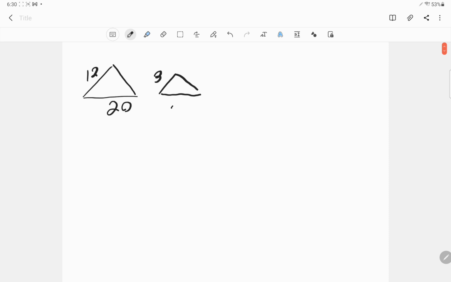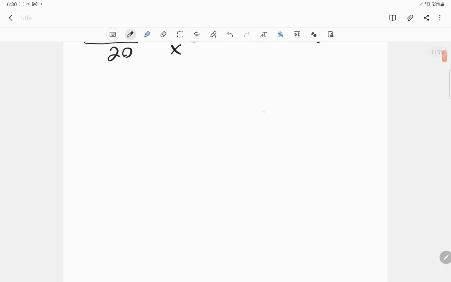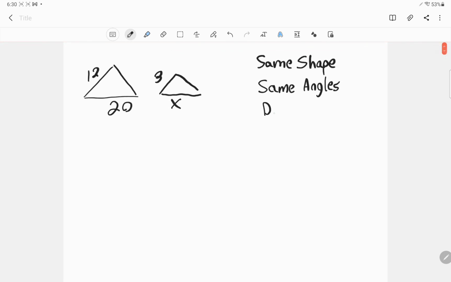But whenever you're working with similar figures, there's a couple things that you need to understand. They have the same shape, same angles. But they do have different sizes, so different size. So every time you have a similar figure, they're similar if they have the same angles and same shape. And obviously they have to be this different size. All right, so that's all you gotta know.